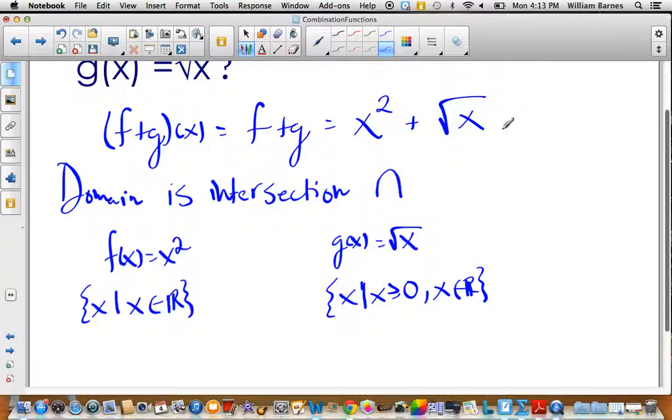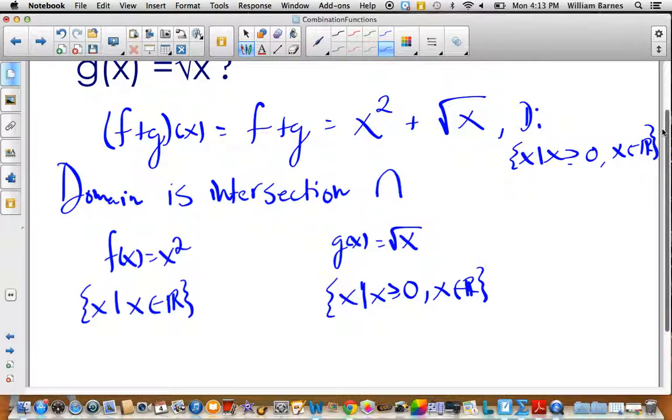So the domain of this guy is going to be x such that x is greater than or equal to 0, and x belongs to all real numbers. So that's how you find your domain. You want to look at the intersection of the two functions.